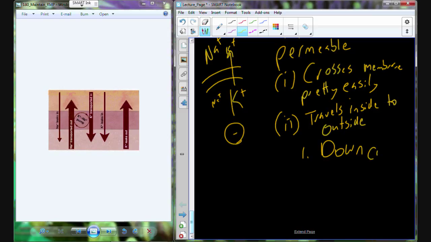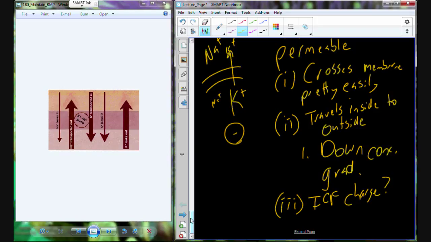Okay, so it's traveling down its concentration gradient. All right, so now the question becomes, as you're still thinking about this, potassium is traveling down its concentration gradient. So the question is, in terms of charge of the intracellular fluid, what is happening to the charge?